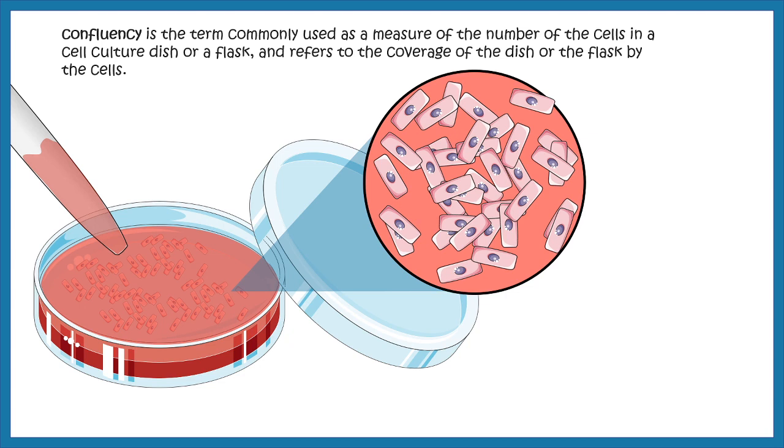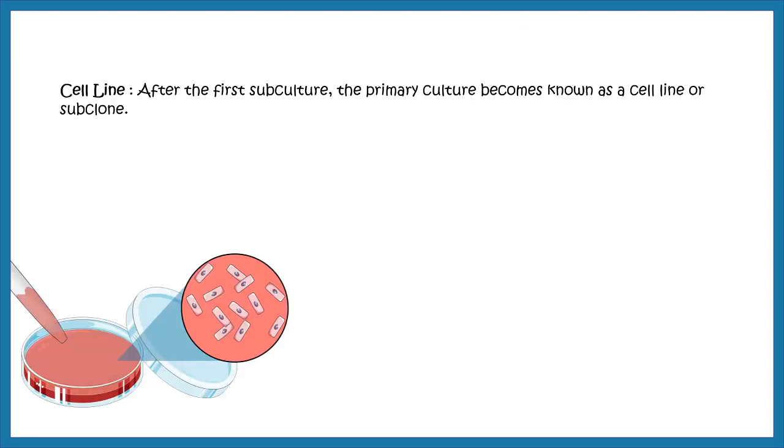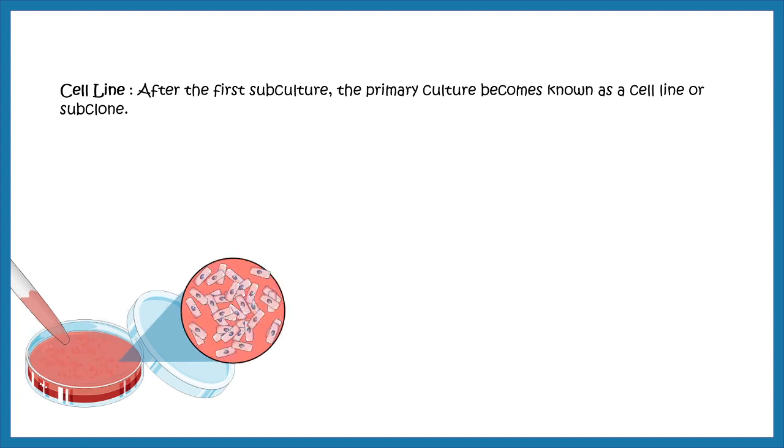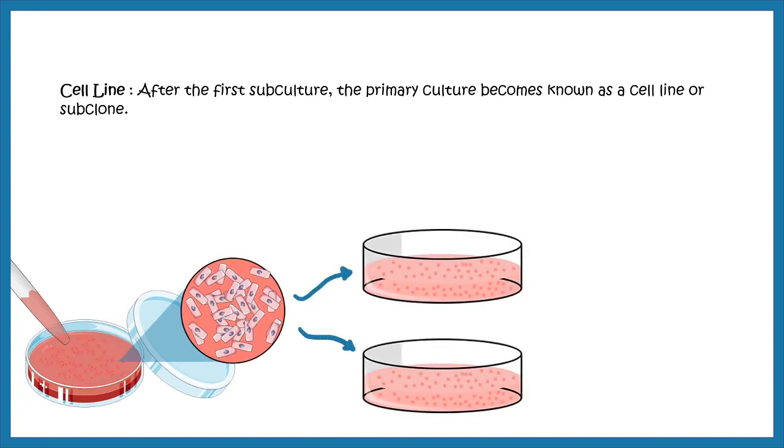And the first time you subculture these cell types, they would be known as a cell line. So a cell line is just a subclone which is derived after the first subculture. From this culture, you see these cells are now confluent. It's time to separate them into two different halves, and we term it as subculture. So after subculturing, it would be termed as a cell line.